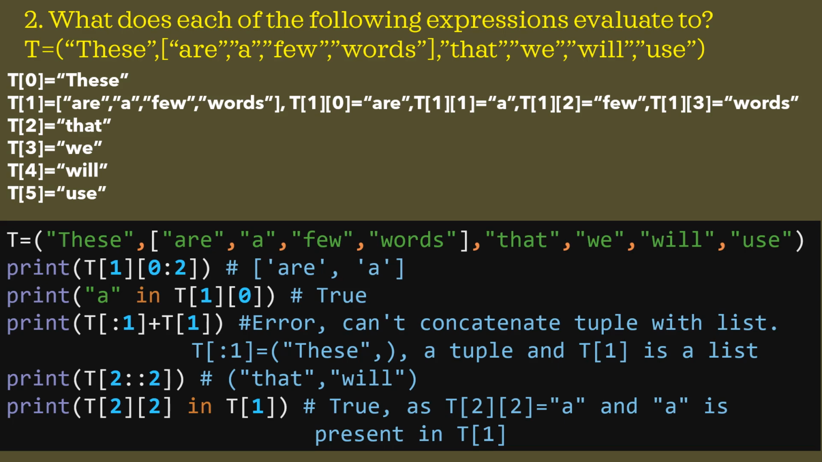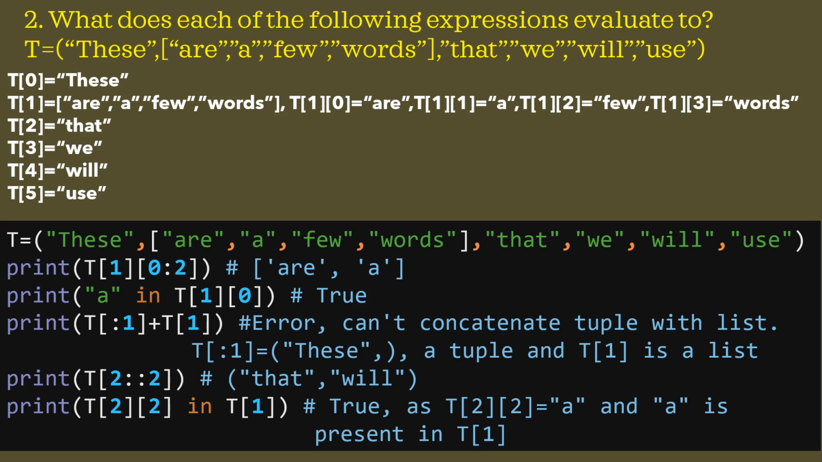Now the next print statement is T of 2 colon colon 2. That means the starting index is 2, the end index is till the end of the tuple, and the step value is 2. Starting from index number 2, it will slice all the values present at index numbers incremented by 2. The first value, at index number 2, is "that". The next value to be accessed is at index number 4, because 2 plus 2 is 4, and that is "will". So the output is "that" and "will" in the form of a tuple.